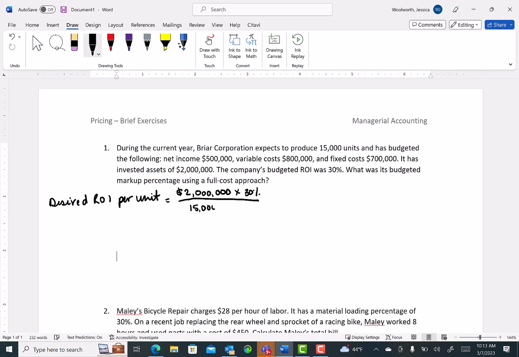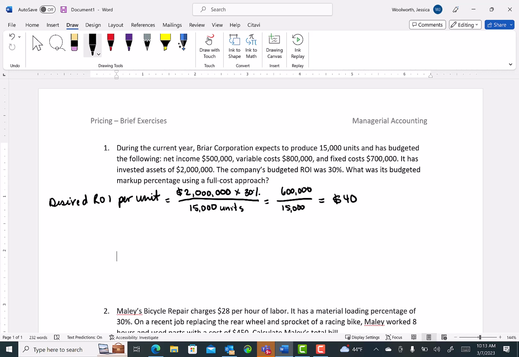We anticipate we're going to make 15,000 units. Alright, so the 2 million times 30% is 600,000. Divide that by the 15,000, and we have $40. So for each unit that we sell, we would like $40 of a return on our investment. Now, that's not the answer to the question though, because we're looking for the budgeted markup percentage, but we needed to know what was the return on each unit in order to calculate.